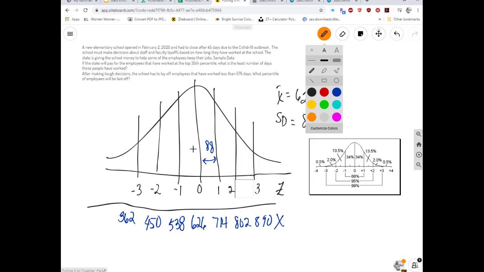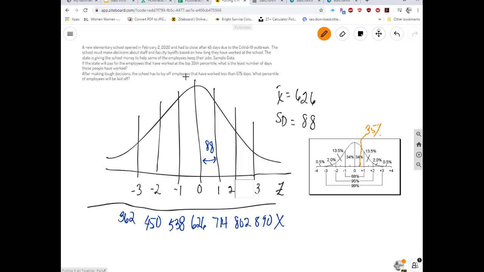Well, let's just go from the top over here. You can do this either way. So I'm going to just go from the top and see where 35% would be. Here's 0.5% plus 2%, so that's 2.5%, plus 13.5%. And if I added this last little standard deviation, I would be at 50%. And I don't want that. I want 35%. So the top 35% is going to be here. And it says, if the state will pay for employees that have worked at the top 35 percentile, what is the least number of days those people have worked?